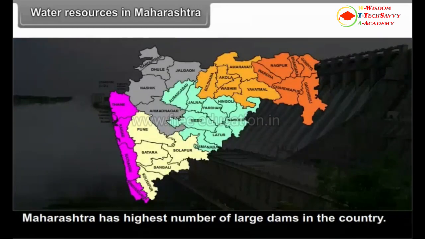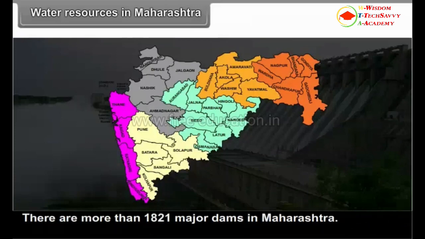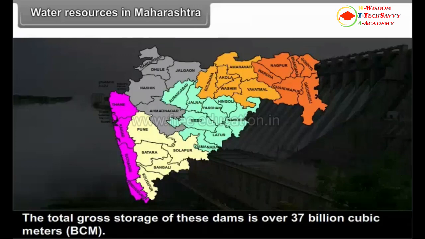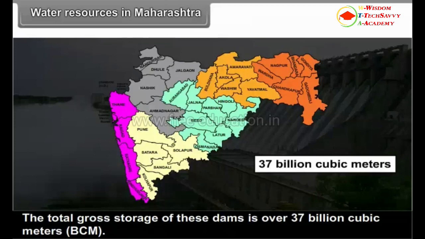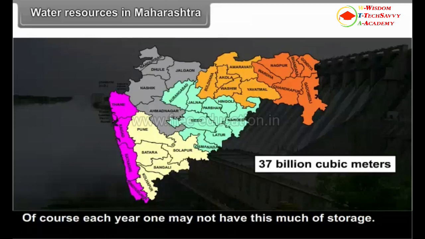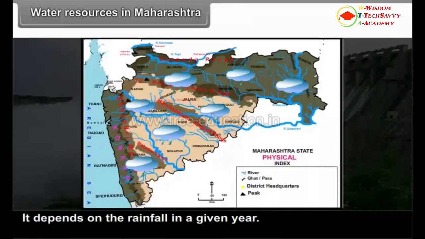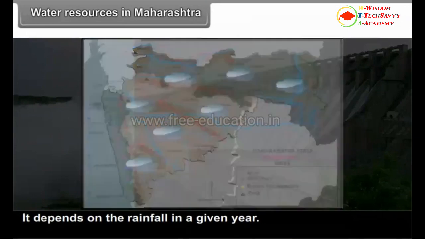The dams having a height of 10 meters and above are called large dams. Maharashtra has the highest number of large dams in the country. There are more than 1,800 major dams in Maharashtra. The total gross storage of these dams is over 37 billion cubic meters. Of course, each year one may not have this much storage. It depends on the rainfall in a given year.